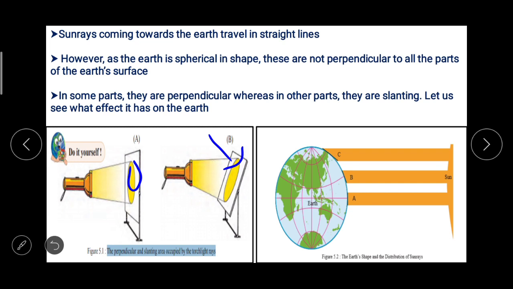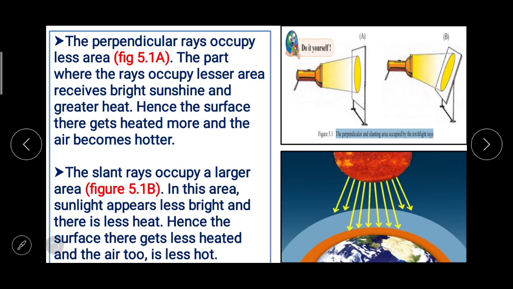Now to study this in detail, one more thing, you can see here sun, earth and the sun rays. Now here you can easily understand if you observe this figure very carefully that the slant rays occupy a larger area and sunlight appears less bright and there is less heat, though it is larger, क्योंकि concentrate नहीं हो रहा है.